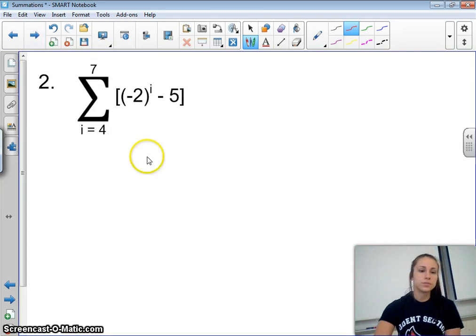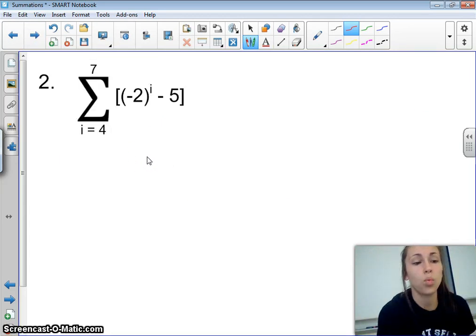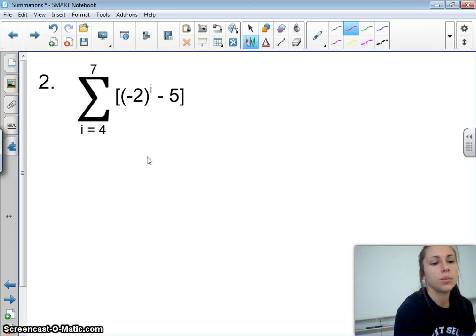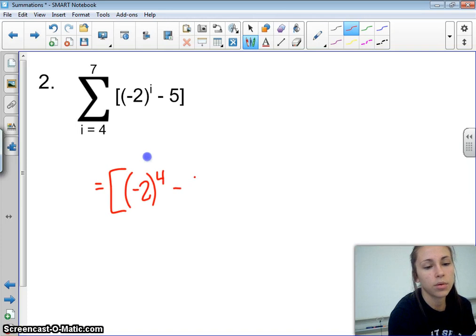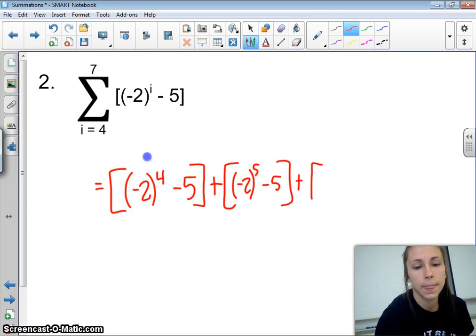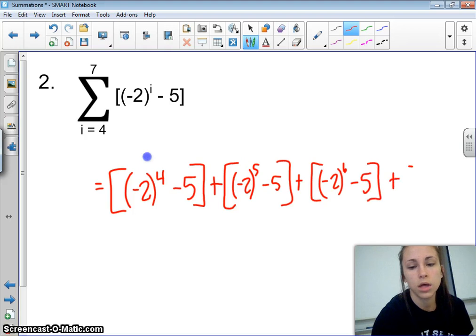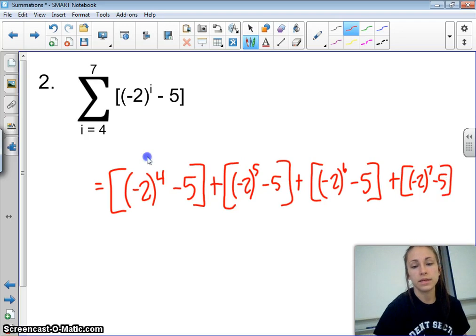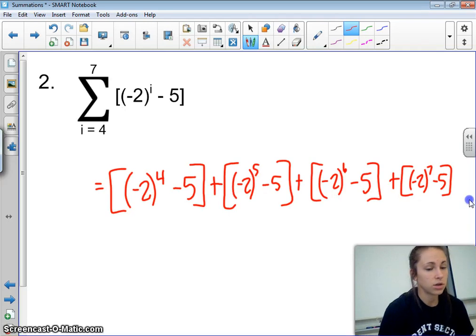And so that's really all you're doing. Alright, let's do another one. So this one, my starting point is not at 1, my starting point is at 4. And so I'm going to plug these in. I would say negative 2 to the 4th power minus 5 plus negative 2 to the 5th power minus 5 plus negative 2 to the 6th power minus 5 plus, and then negative 2 to the 7th power minus 5, and then that's it, because I went from i equaling 4 to 7, and so I would just have these 4 terms. And so you could individually plug these into the calculator if you wanted to.